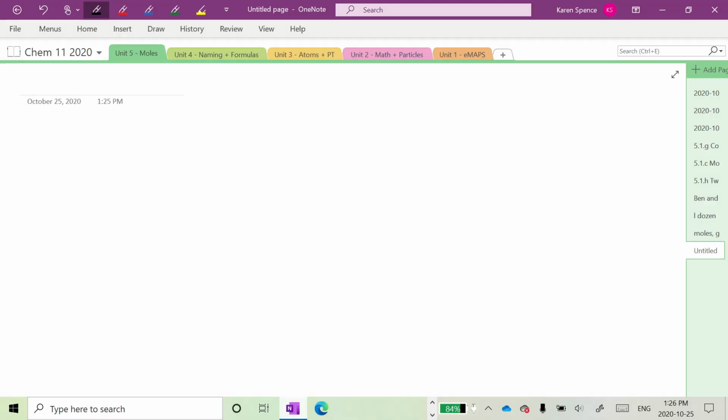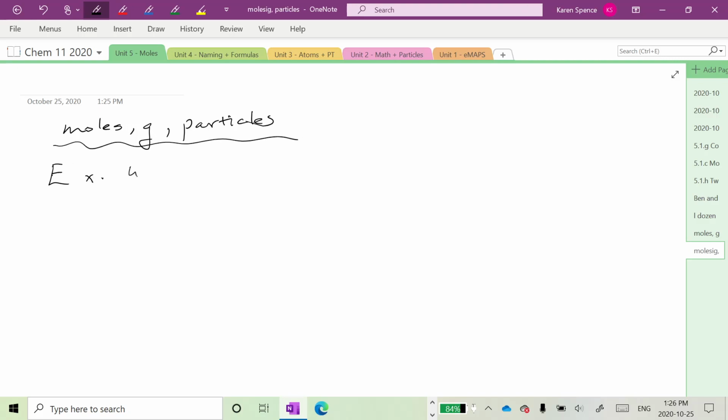Today we are going to be looking at doing multiple conversions involving moles, grams, and particles. So let's start with an example. What is the mass of 1.00 times 10 to the 12 atoms of chlorine?